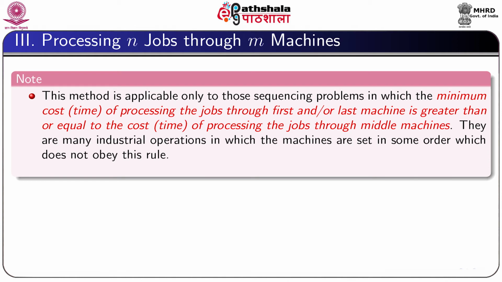The above mentioned procedure of solving sequencing problems is not a general procedure. The method is applicable only to those sequencing problems in which the minimum cost or time of processing the jobs through the first and/or last machine is greater than or equal to the cost or time of processing the jobs through the middle machines. There are many industrial operations in which the machines are set in some order which does not follow this rule.